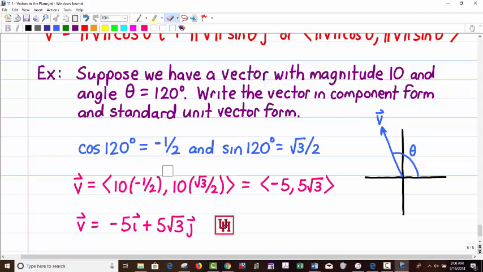So in component form, you would take both those results and multiply them by 10 because that's your magnitude. So 10 times negative 1/2 would be negative 5, and 10 times the square root of 3 over 2 would be 5 square root of 3. So that would be the definition of vector v in component form. Standard unit vector form would be negative 5i plus 5 root 3j. And that concludes the video on vectors in the plane.